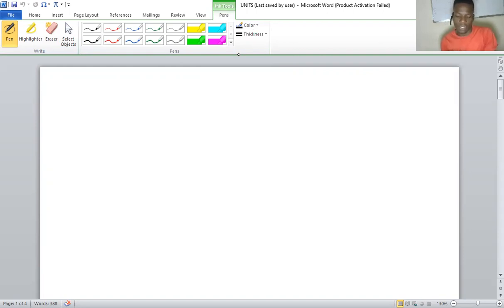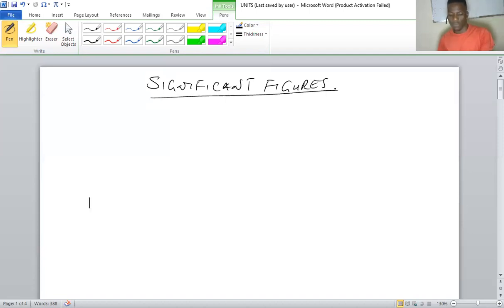And then on the same, especially in chemistry, you look at significant figures. So we're going to look at what significant figures are, and we're also going to look at the rules that we can use to determine if a number, a digit, is significant or is not significant.